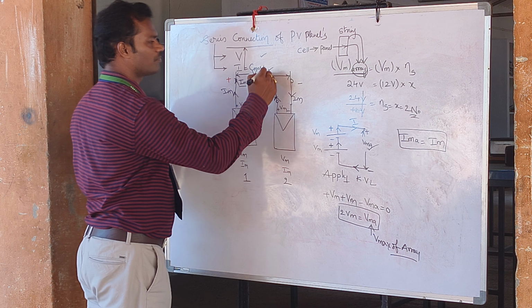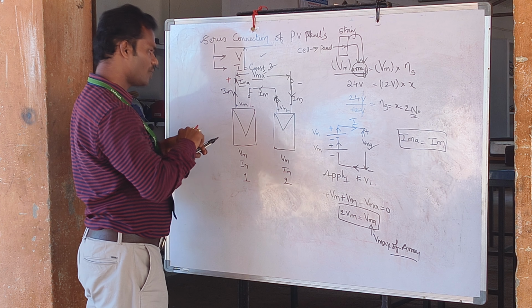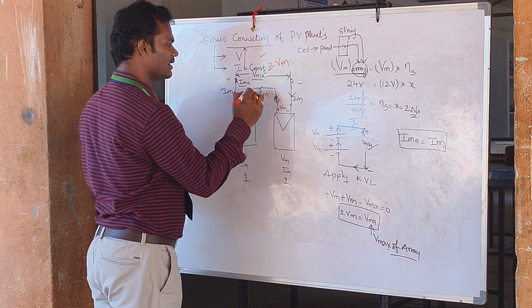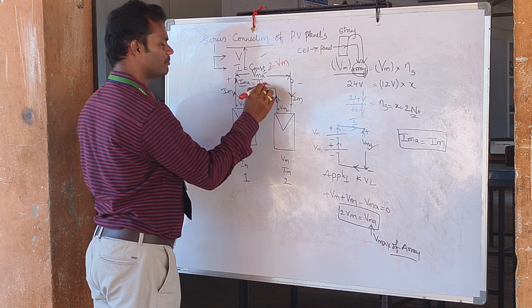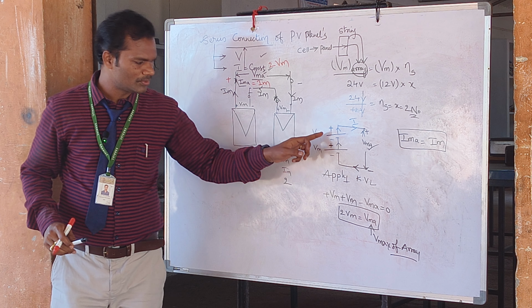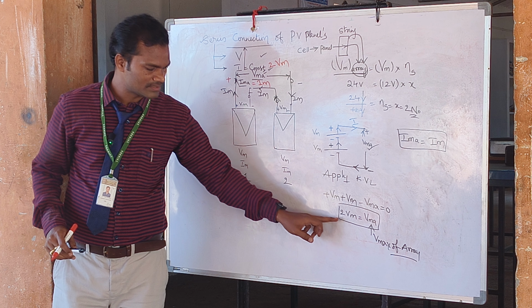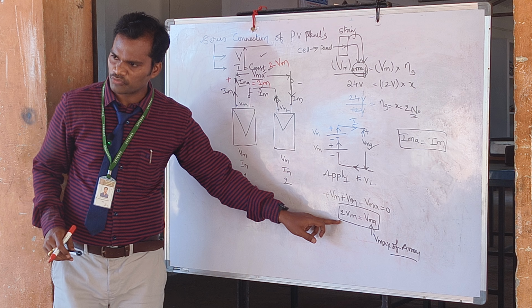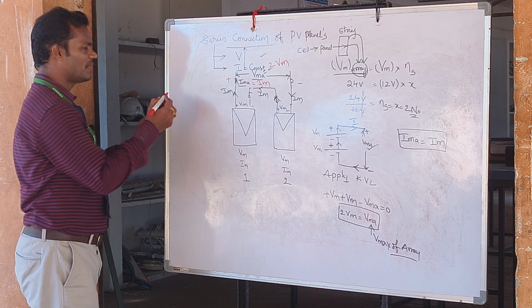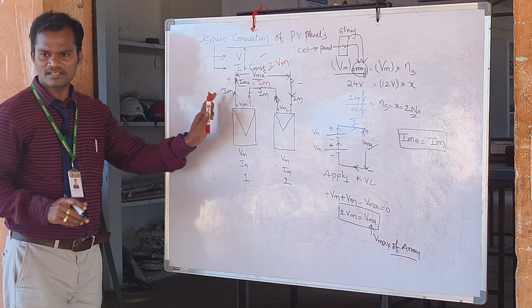So what are the output values of the array? VMA is equal to how much now? This is 2 Vm, and IMA is equal to how much? Im. Is it clear? So this is how to calculate the resultant voltage of the array, which is 2 Vm, and the resultant current is Im. So now let's try to calculate the maximum power.